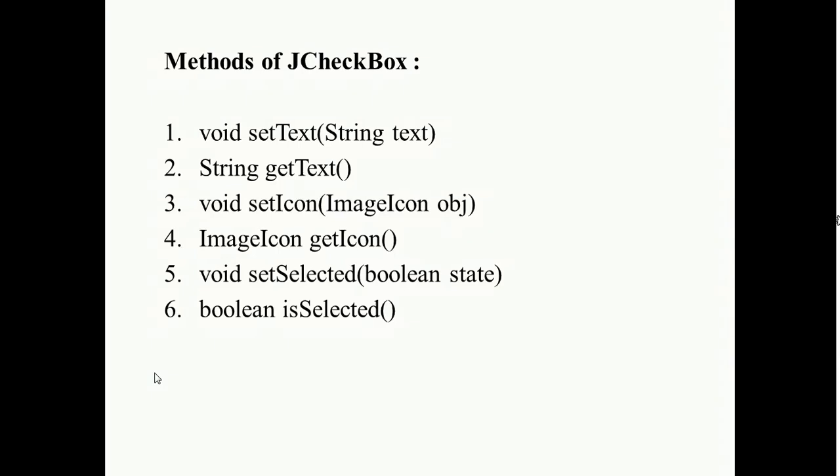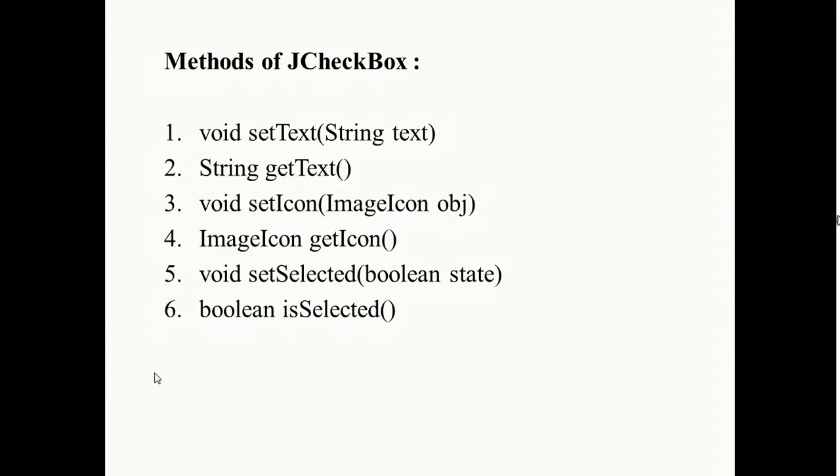The first method is void setText, String text. The setText method is used to set the text of the checkbox. The second method is String getText. This method returns the text of the JCheckBox. Third method is setIcon, having parameter ImageIcon object. This method sets the icon of the checkbox. Fourth method is getIcon. This method returns the icon of the JCheckBox.